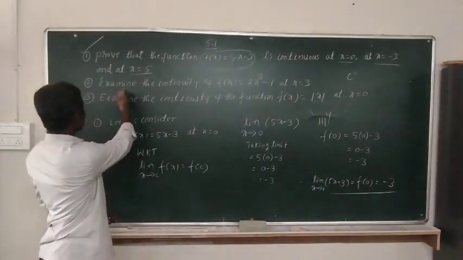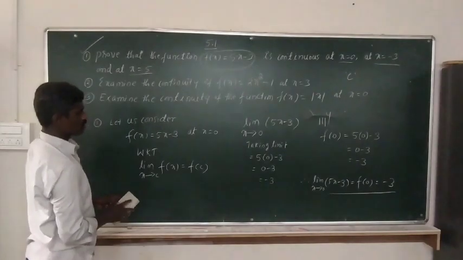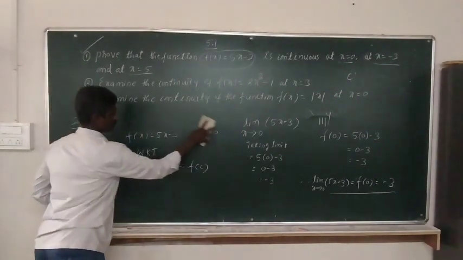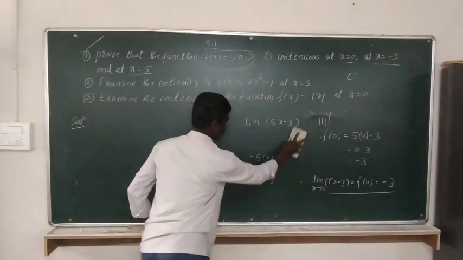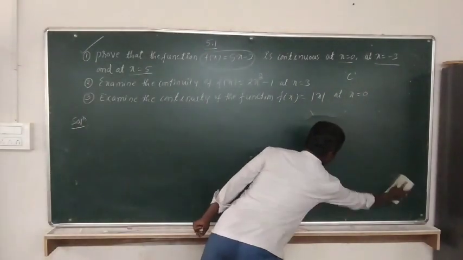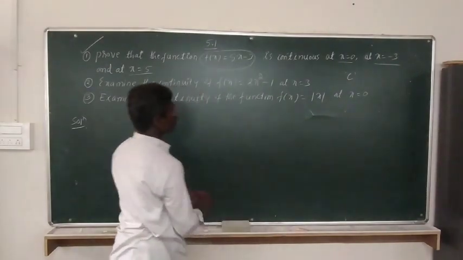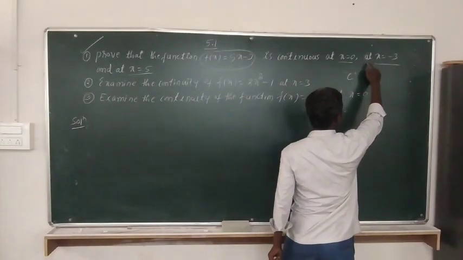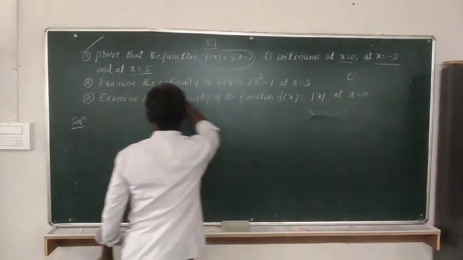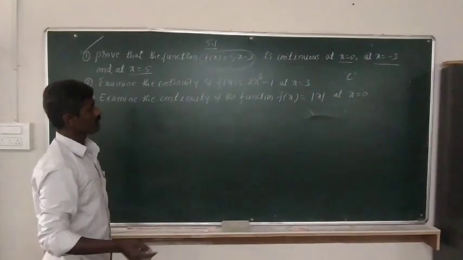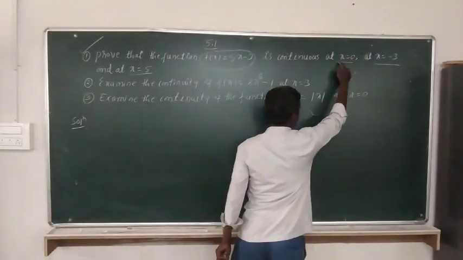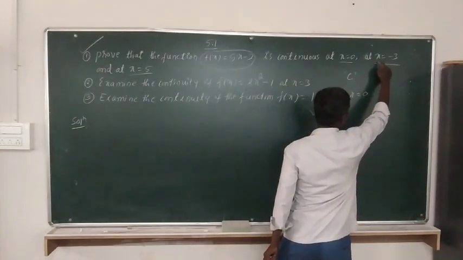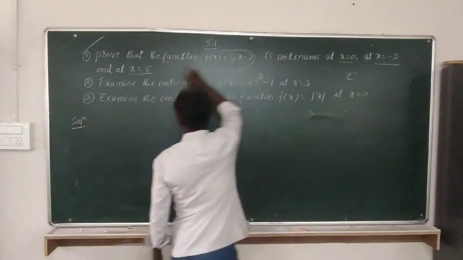Okay. Similarly, another example. The second example. See here, do it yourself. Also, you have to check the continuity of the function at x equals minus 3 and x equals 5. Do it yourself. Okay. So now I solved the continuity of the function at x equals 0. Now you have to prove the function is continuous at x equals minus 3 and x equals 5.